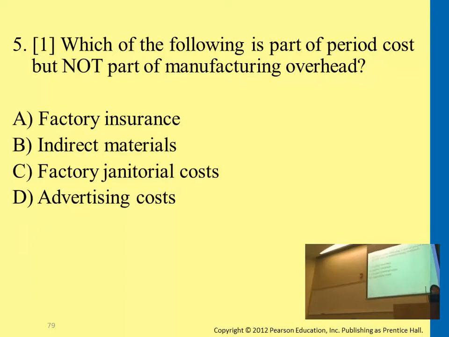Okay, next question for AC version number 5, BZ version, first question. Which of the following is part of operating expenses, or we can call it period cost, but not part of manufacturing overhead? This one should be easy. Which one is not part of manufacturing? It's the advertising cost. So this is part of period cost, operating expenses. Anything without the term manufacturing, without the term factory related, falls under period cost, operating expenses.